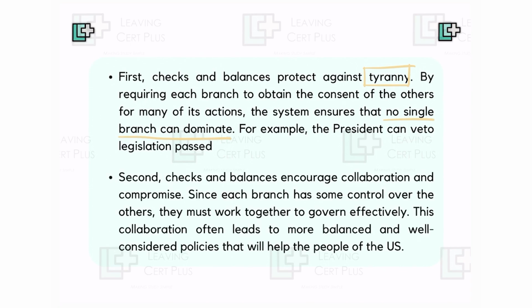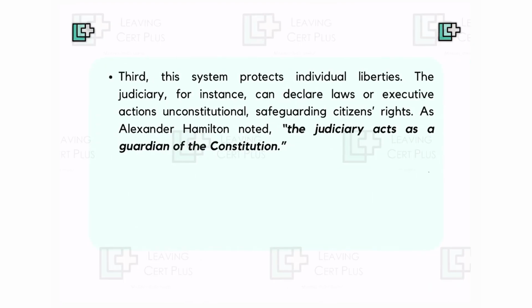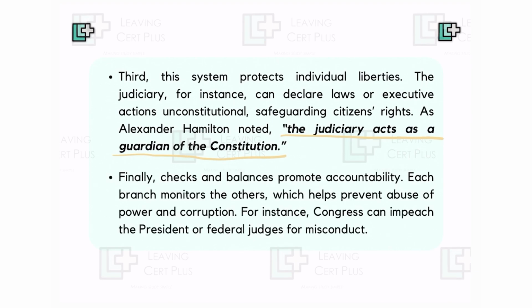Secondly, they also encourage collaboration between all the different branches. Since each branch has some control over the other, they have to work together to govern effectively and democratically. Thirdly, it helps to protect individual liberties, okay? As Alexander Hamilton once said, the judiciary, for example, acts as a guardian of the Constitution. And finally, they promote accountability. Each branch has to essentially be on its A game. Otherwise, it's going to be targeted by the other two branches, okay?